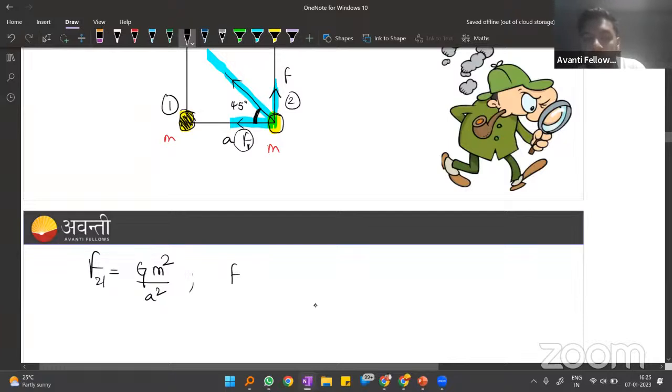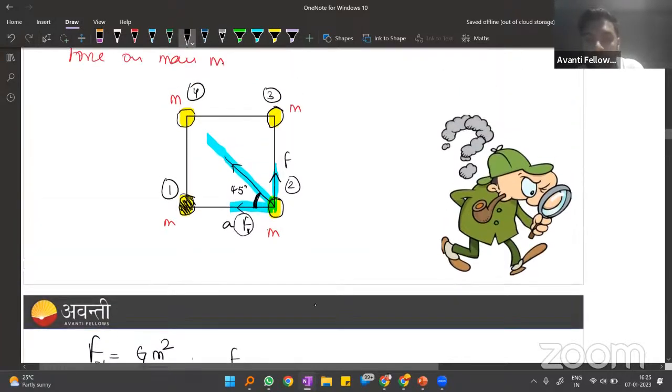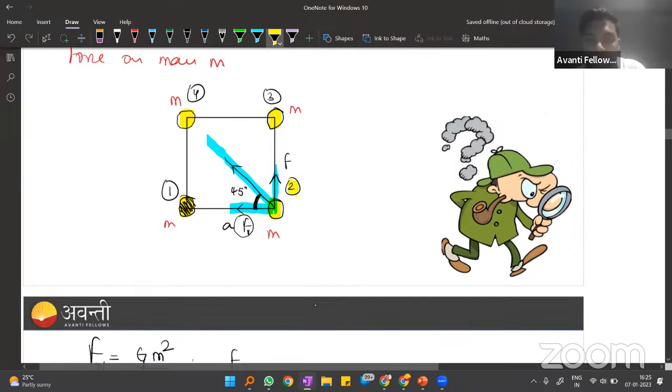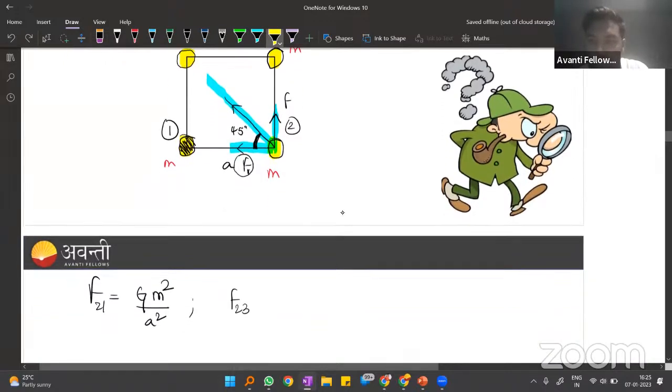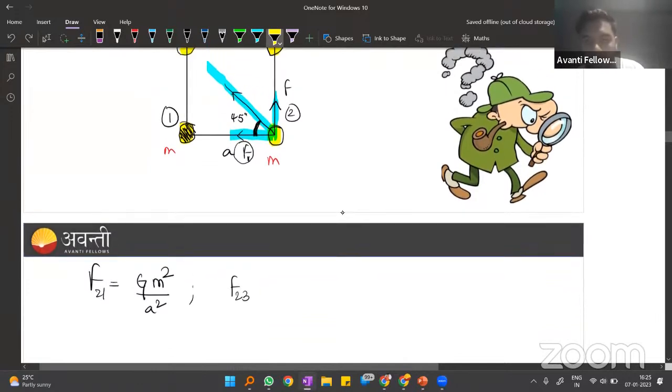Can you tell me what will be the force on 2 due to 3? What will be the value? Tell me, guys. That will be equal to G m1 m2, mass is m and the second mass is also m, so m square, and the distance between 2 and 3 is again a, so a square. Hopefully this is clear, right?